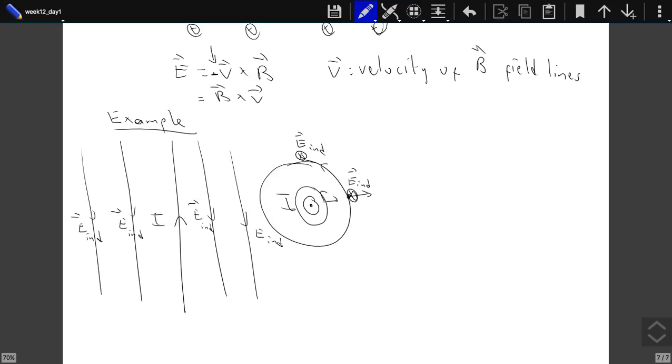Well, let's see if this makes sense. We already know that if we put a loop over here, we had already determined the direction of the induced current running through the loop. What was the direction of the induced current? If I is increasing, B is increasing into the screen. So the current should be such that it creates an additional B out of the screen. So it should be in the counterclockwise sense.